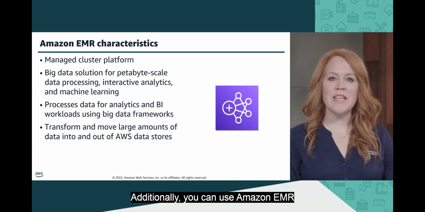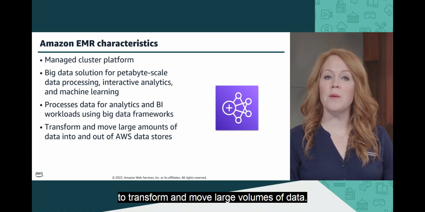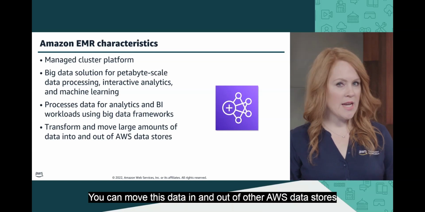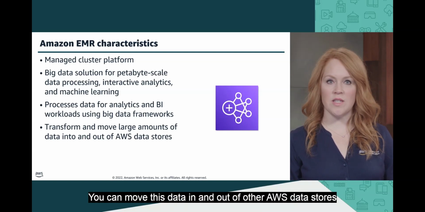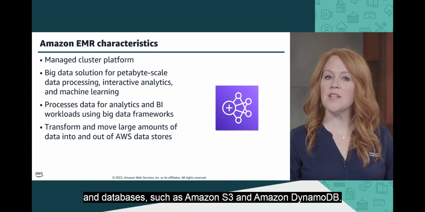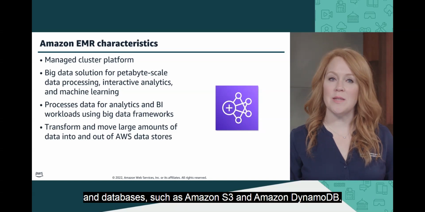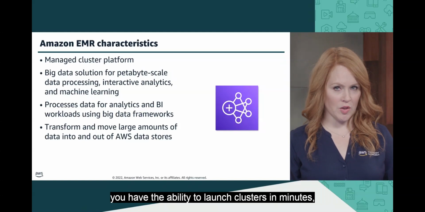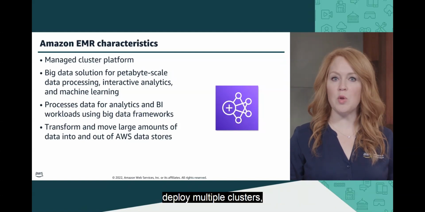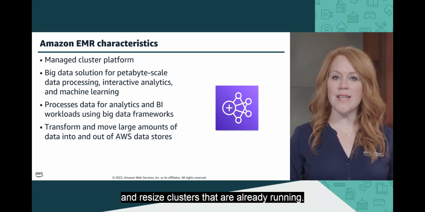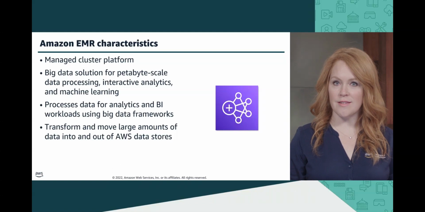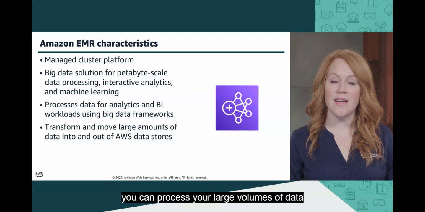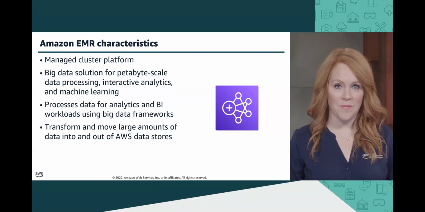Additionally, you can use Amazon EMR to transform and move large volumes of data. You can move this data in and out of other AWS data stores and databases, such as Amazon S3 and Amazon DynamoDB. With Amazon EMR, you have the ability to launch clusters in minutes, deploy multiple clusters, and resize clusters that are already running. By using these clusters, you can process your large volumes of data in a cost-effective manner.